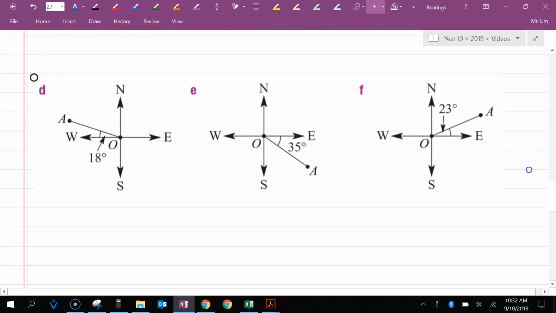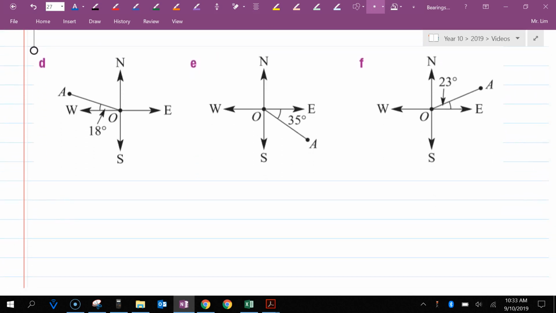Okay, so now I want you to pause the video, have a go with question D, E, and F. Find the bearing of A from O and O from A for each of them. And when you're ready to check your answers, I'll get you to continue playing the video.